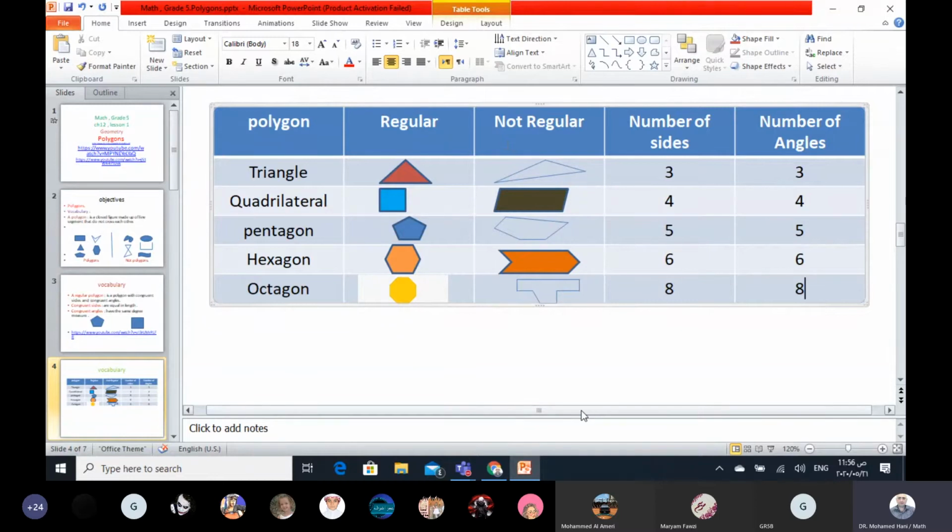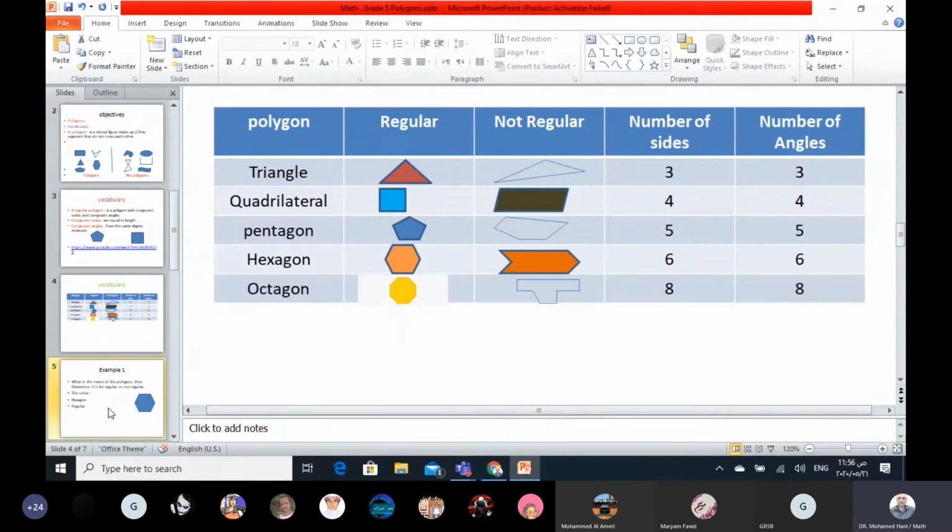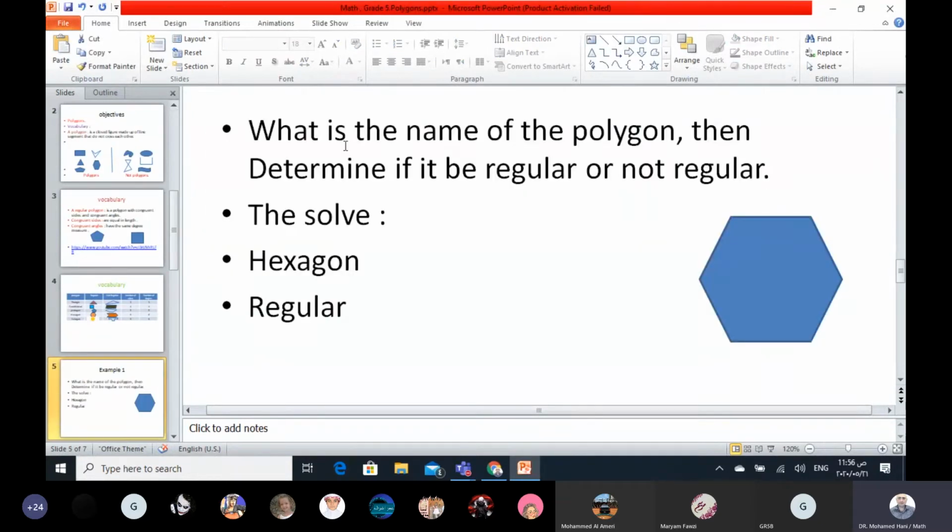How many sides do we have here? 8. And how many angles do we have here? 8. For example, what is the name of the polygon? Then determine if it is regular or not regular.